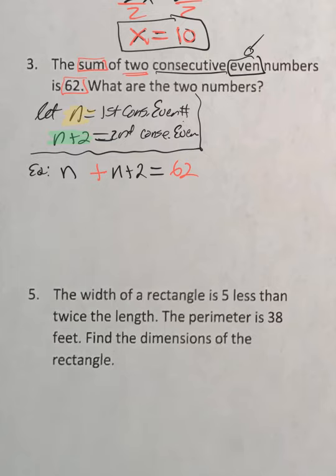So there's our equation. Once we have the equation, we can use our wonderful algebra skills to solve. Combine like terms, 1n plus 1n is 2n plus 2. Right? Undo adding first by subtracting.